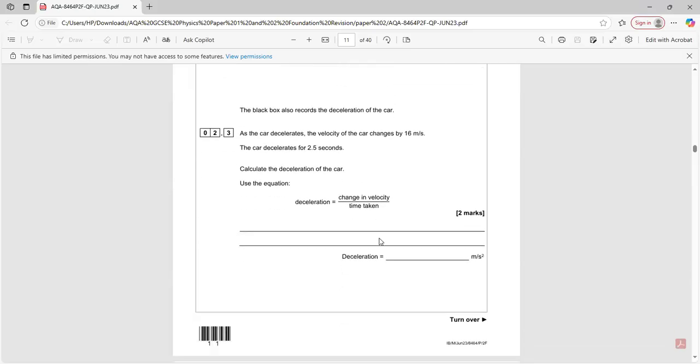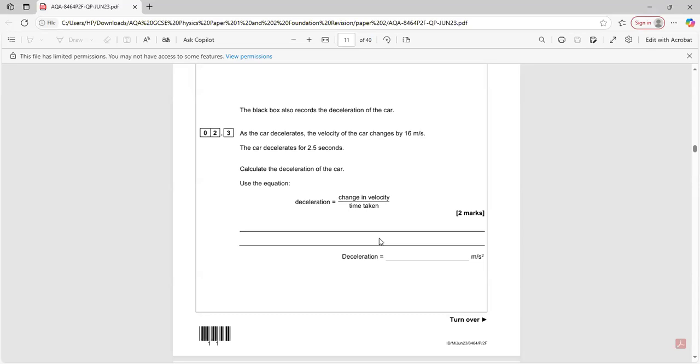Okay, now they're talking about the black box. The black box also records the deceleration of the car. It now says as the car decelerates, the velocity of the car changes by 16 meters per second. The car decelerates for 2.5 seconds. The question is this: calculate the deceleration of the car.